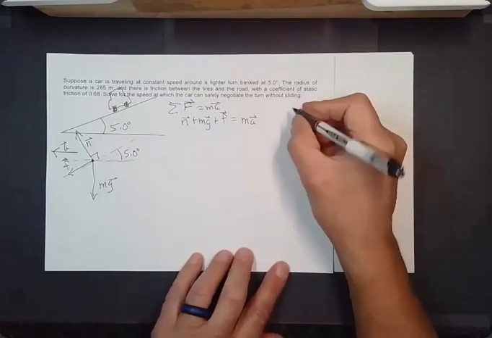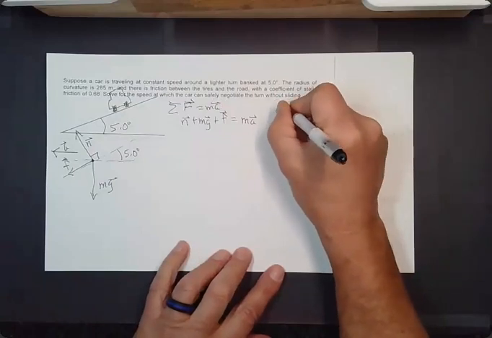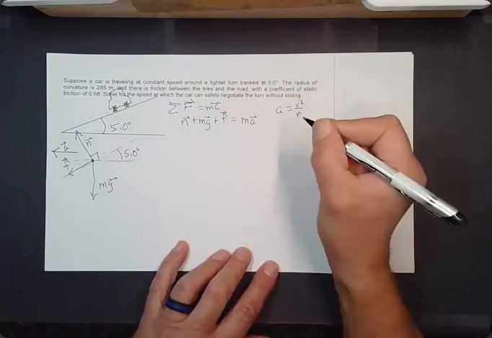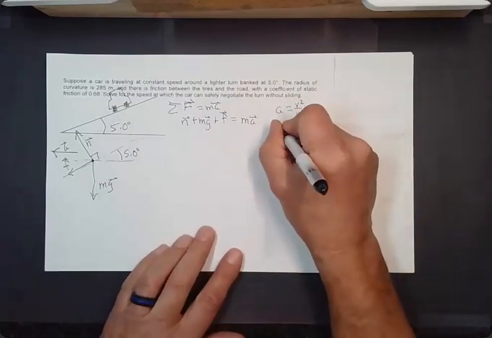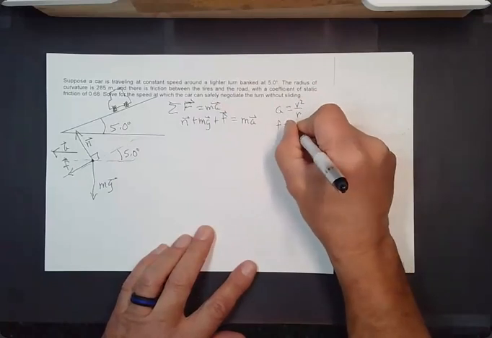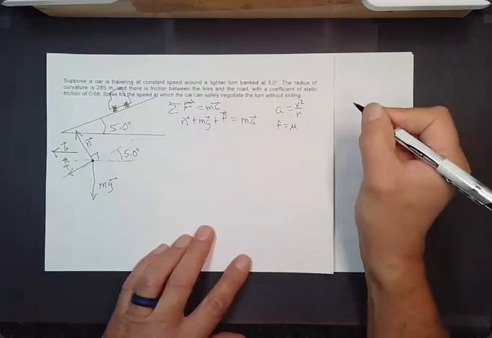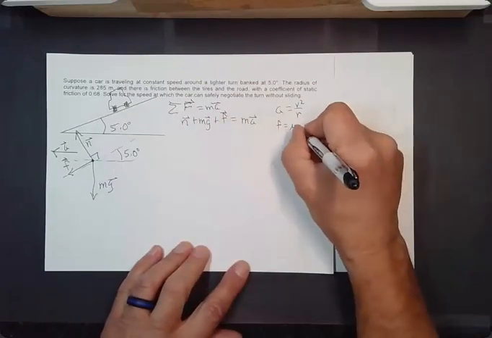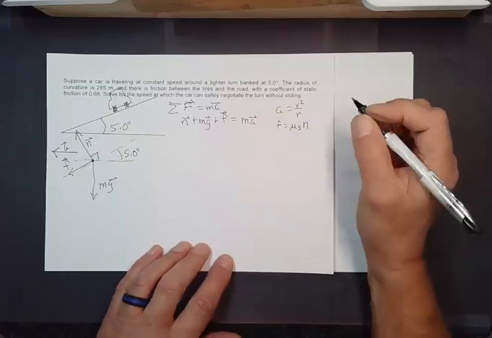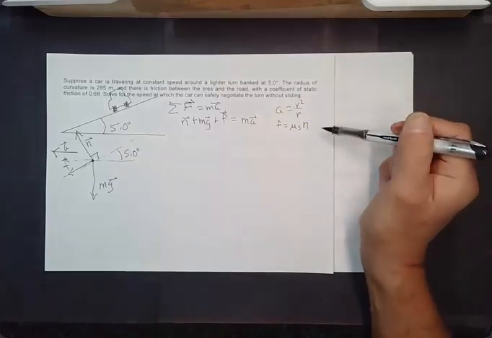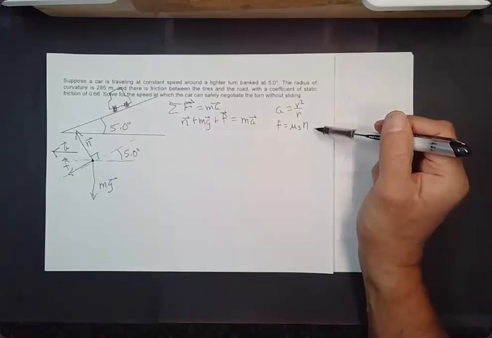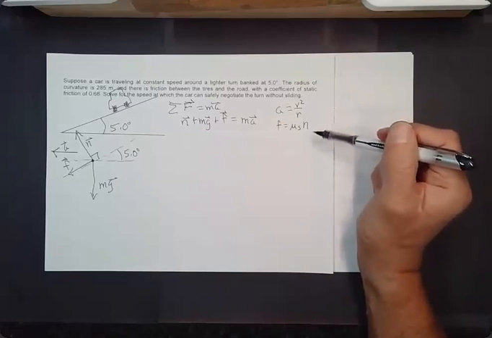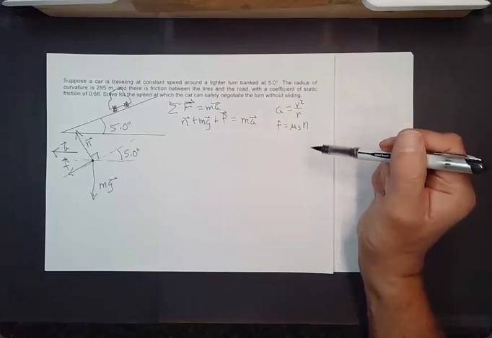A couple of reminders to myself. The acceleration is going to be centripetal acceleration, so it's v squared over r. The frictional force is going to be mu sub s times the normal force, since we've got static friction. So probably to solve this thing, I'm going to have to figure out what the normal force happens to be and see where I go from there.